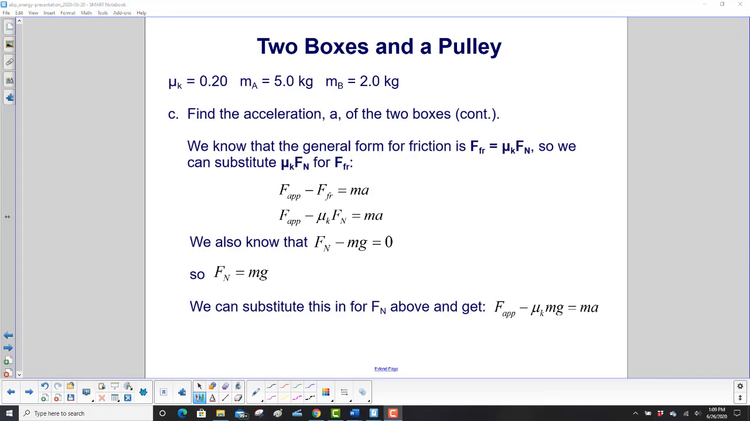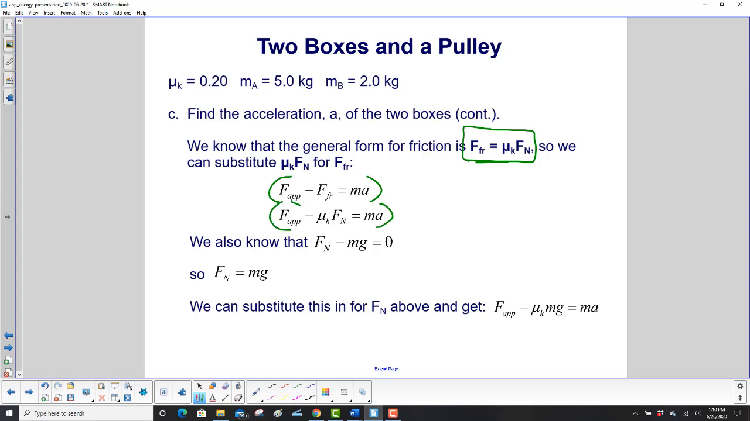The general form for friction is force of friction is the coefficient of friction, in this case kinetic friction because it's moving or sliding. It's mu k times Fn, so we can substitute mu k Fn, the normal force, for friction.